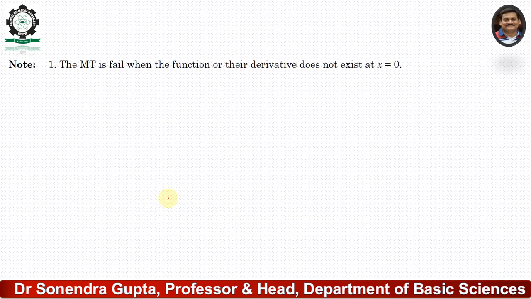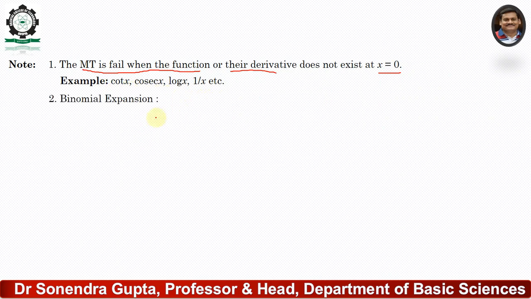Now there are some conditions for the Maclaurin theorem. The Maclaurin theorem fails when the function or its derivative does not exist at x equal to 0. Dear students, sometimes in the examination we are asked the question where the Maclaurin theorem fails. In this condition, the Maclaurin theorem fails when the derivative of the function does not exist at x equal to 0. Such functions are cot x, cos x, log x and 1 upon x, and when you put x equal to 0 in these functions, the function definitely does not exist.